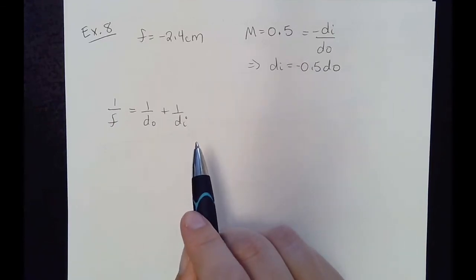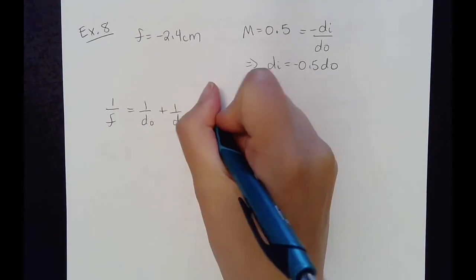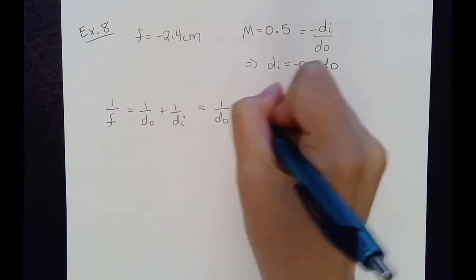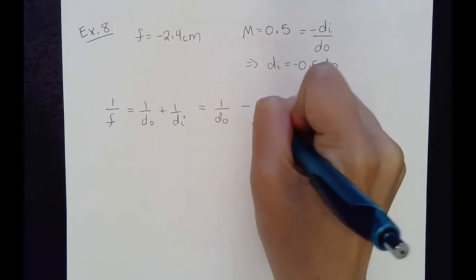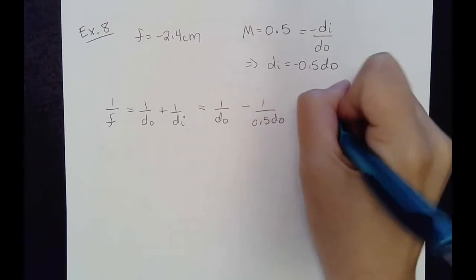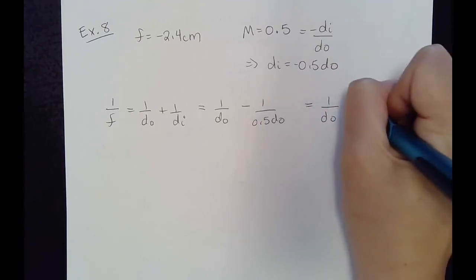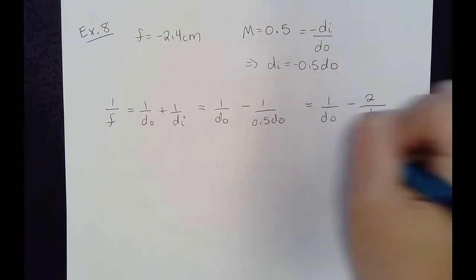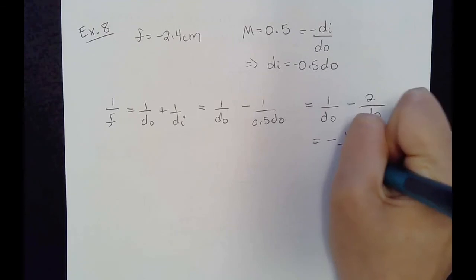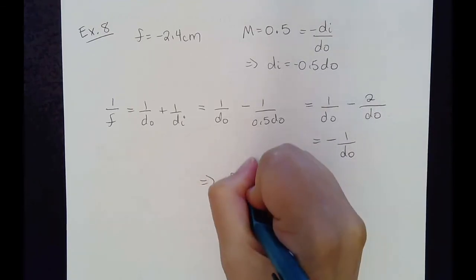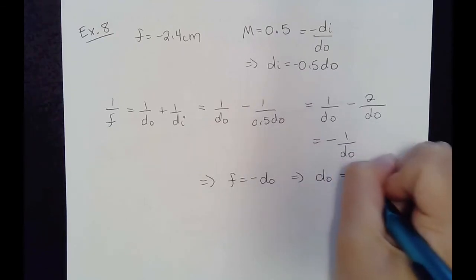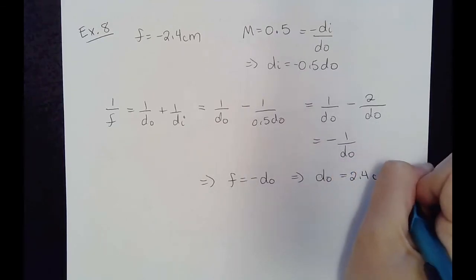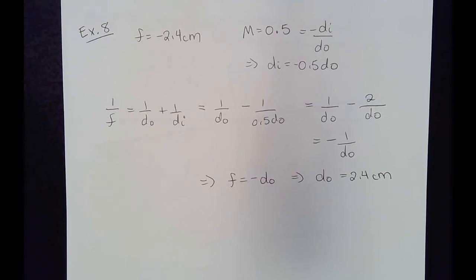Now we can plug this in and solve for do. So this will be 1 over do minus 1 over 0.5 do, which is 1 over do minus 2 over do. So negative 1 over do. And because of this, we get f equals negative do. So do is 2.4 centimeters. So we're actually placing the object at the focal point in this case.